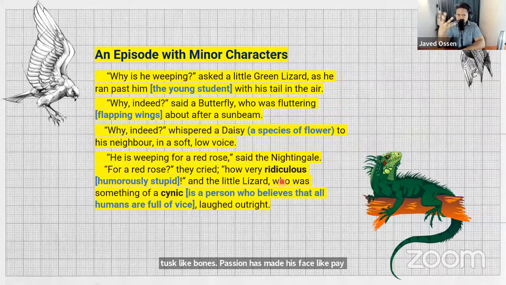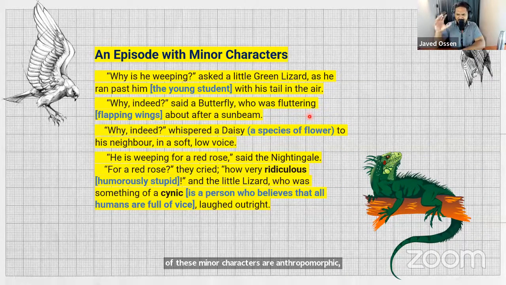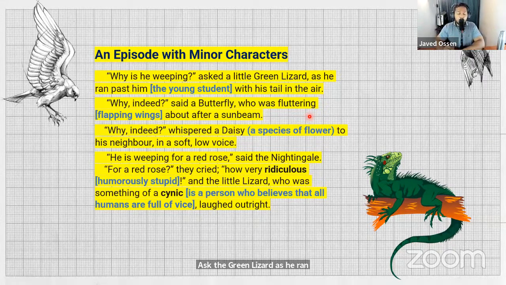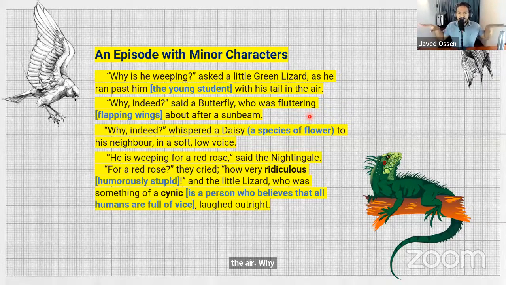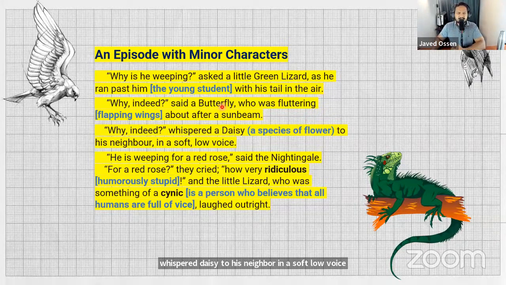What are these minor characters talking about? Now, all of these minor characters are anthropomorphic, right? They are really behaving like humans. What does the green lizard ask here? Why is he weeping? asked the green lizard as he ran past him with his tail in the air. Why indeed, said a butterfly who was fluttering about after a sunbeam. Why indeed, whispered a daisy to his neighbor in a soft, low voice. Are these important characters? The little green lizard, the butterfly, the daisy? No, absolutely not important. These are not main characters, but they are all anthropomorphic.